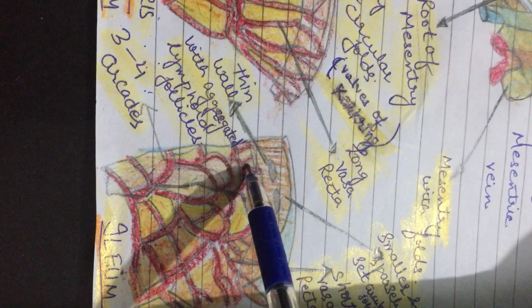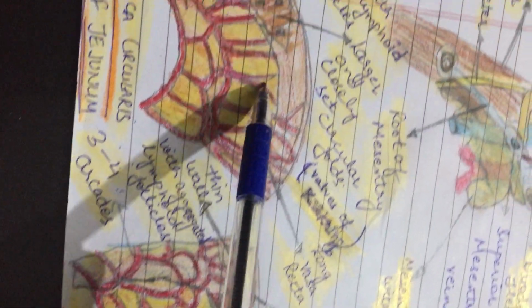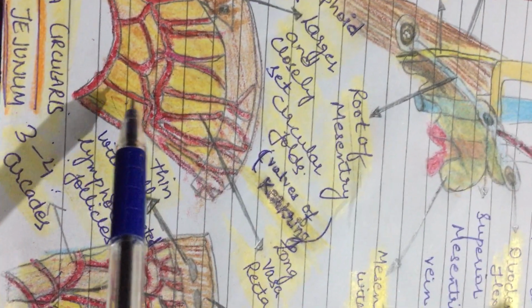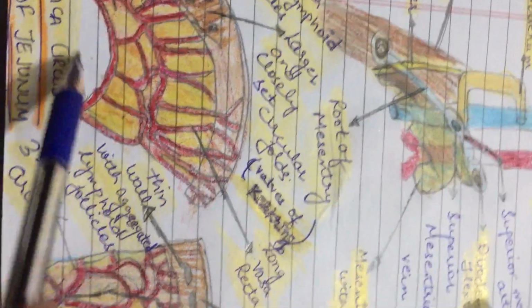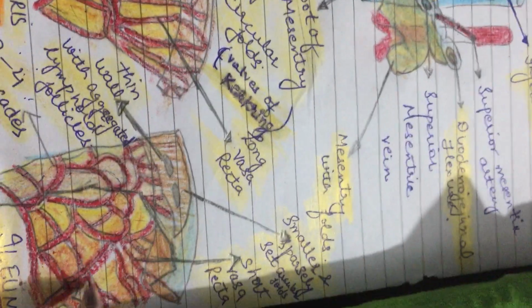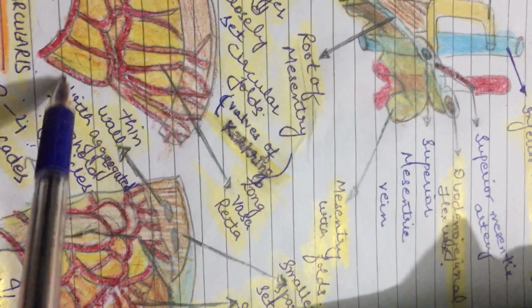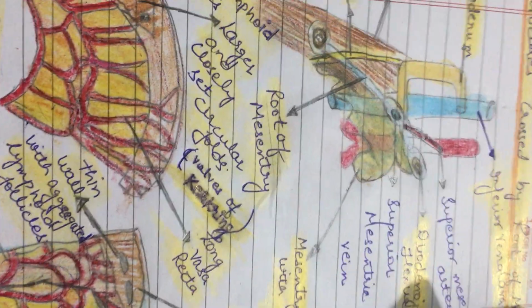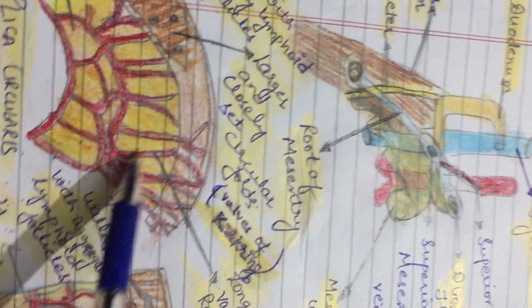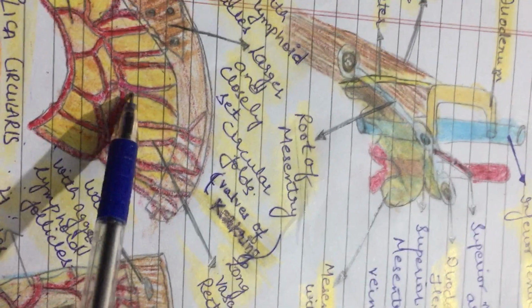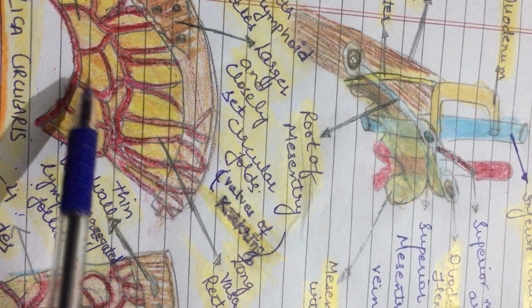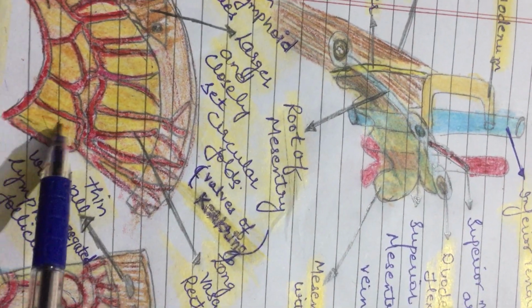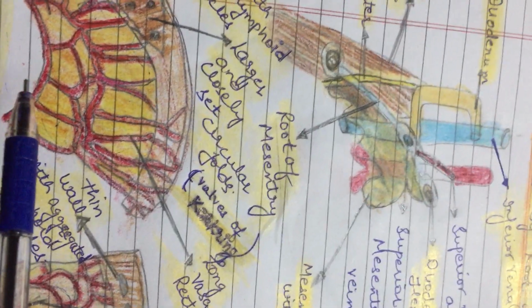The vasa recta are longer in the jejunum and smaller in the ileum, right? Now, the walls are thicker and more vascular in the jejunum, as already discussed, and thinner and less vascular in the ileum. The lumen is wider in the jejunum, and in the ileum the lumen is narrower, right? Now, regarding the mesentery, the difference is, we have windows present. These are the windows, fat-filled gaps. Windows present, and fat is less abundant.